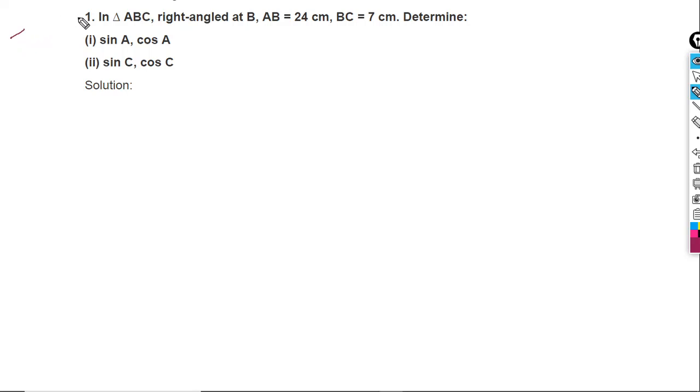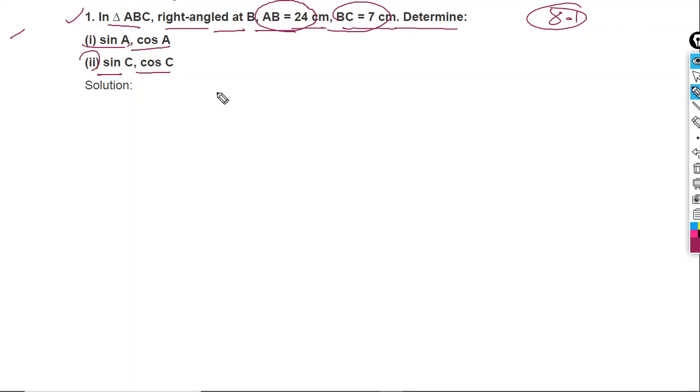Now we are going to discuss question number 1, trigonometry exercise 8.1. So let's read the question. In triangle ABC, right angle at B, AB equal to 24 cm, BC equal to 7 cm. Determine sin A, cos A and sin C, cos C.